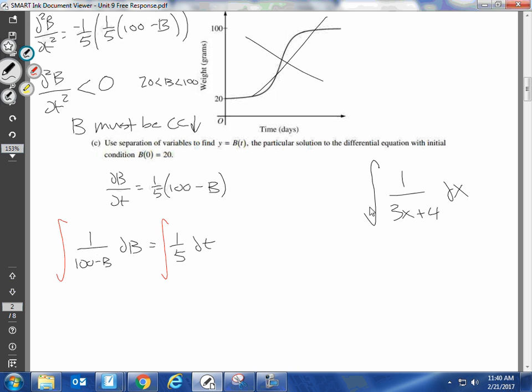Recall, if I have something like this, x is to the first power, right? We would use the natural log function for the antiderivative. This would actually be natural log absolute value of 3x plus 4, but that's not correct. What do I need in front of it? I need the reciprocal of the coefficient of the x. This is actually negative natural log absolute value of 100 minus b.